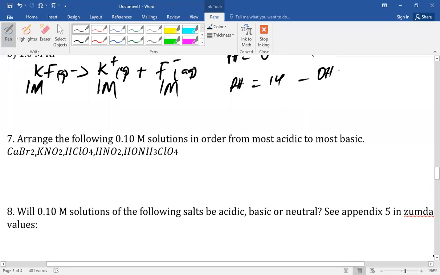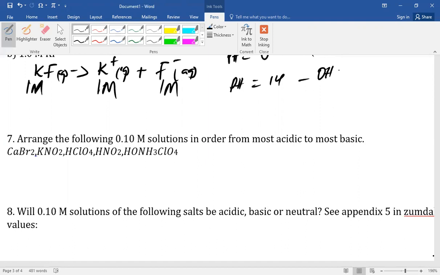The other question says arrange the following 0.1 M solutions in order from the most acidic to the most basic. So what's happening there is that every solution here is 0.1 M. The concentration is 0.1.